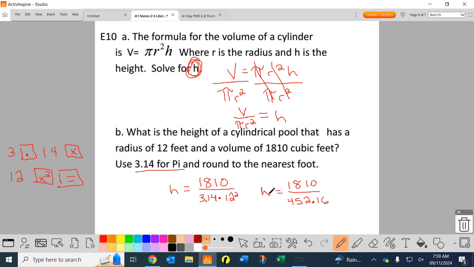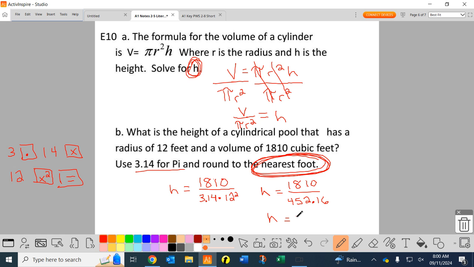Okay, the last step when you have a fraction like this is to type it as division, because they asked us specifically to round the answer to the nearest foot. The nearest foot means the nearest whole number, so we're not going to have any decimals left. But you actually have to divide it to get it to give you the decimal for this. So go ahead and do 1810 divided by 452.16. Hit equals.